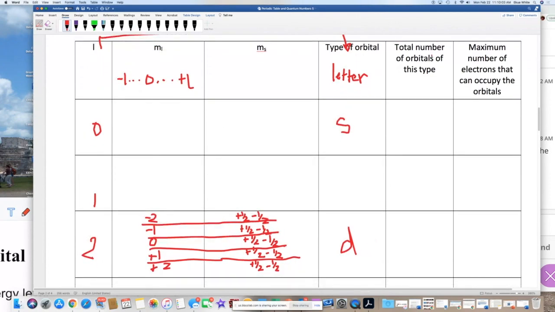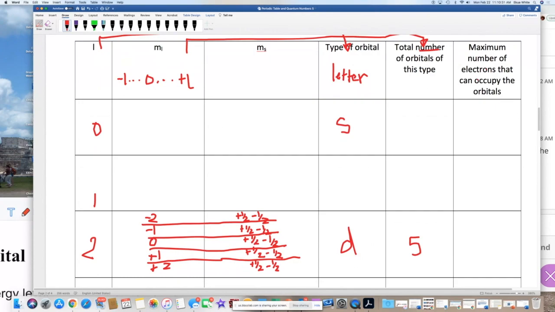Okay, total number of orbitals of this type. Remember I told you guys that M sub L goes to the specific orbital. So in a way, M sub L goes with this number right here. So 1, 2, 3, 4, 5, or count the pictures at the end of the slide. There's 5 different orbitals, right? Total number of orbitals. They want a number here. So it's going to be 5 different ones.